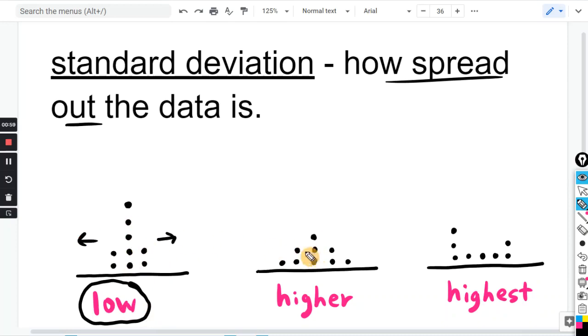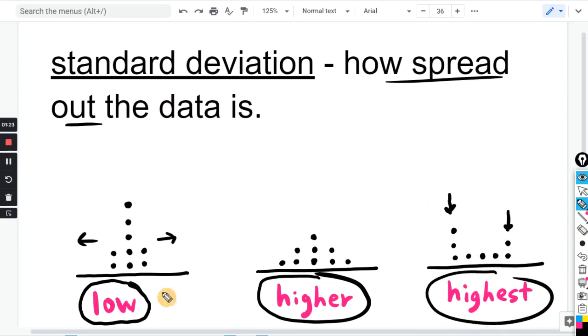Okay, and if you take the points and you spread them out a little more from left to right, the standard deviation will be a little bit higher. So it increased from the first example. And then if you take the points and spread them out even more, notice there's more points on the extreme low end and the extreme high end. Now the standard deviation is even higher than the other two examples, because again, the data points are more spread out from left to right. So the more spread out it is, the higher the standard deviation will be.